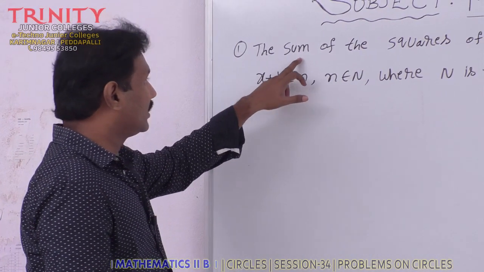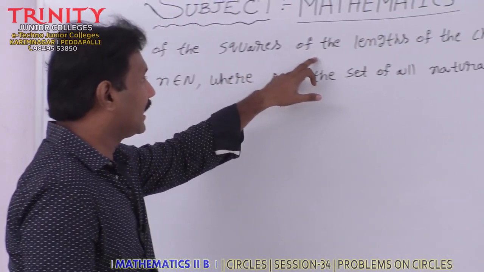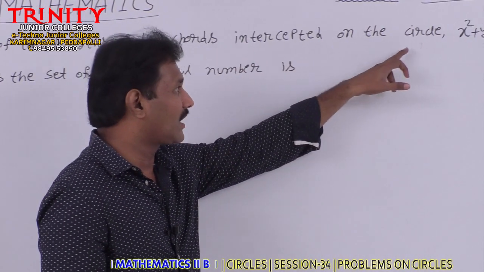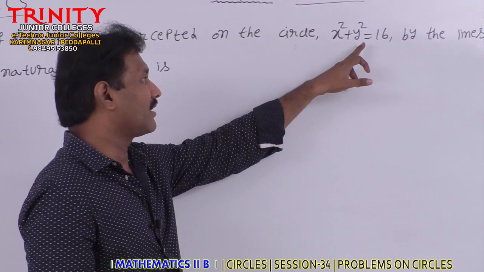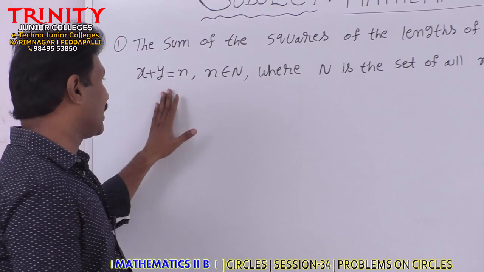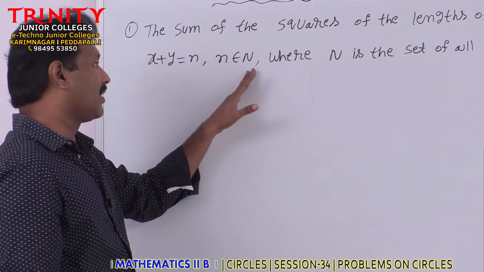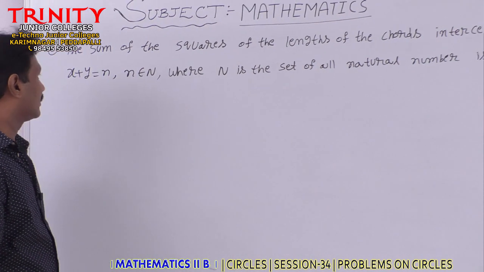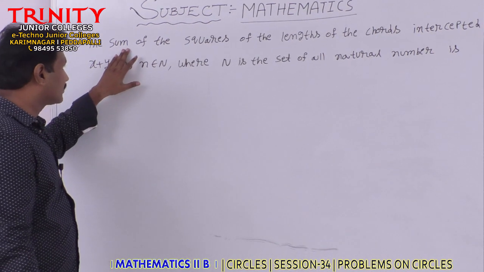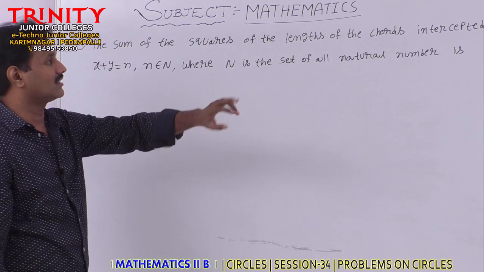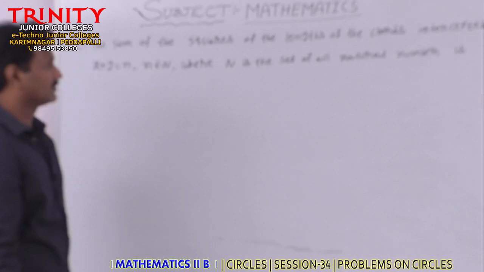The sum of the squares of the lengths of the chords intercepted on the circle x square plus y square equal to 16 by the lines x plus y equal to n, for all small n belongs to capital N, where N is the set of all natural numbers. The sum of the squares of the length of the chords intercepted on the circle.